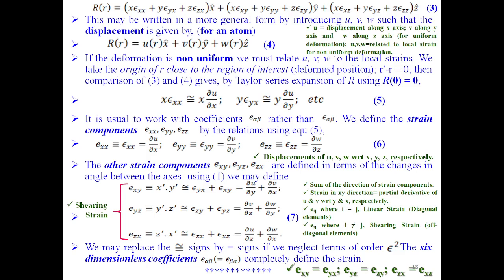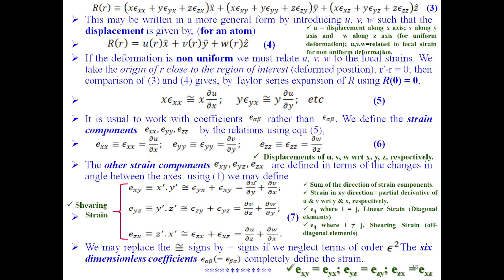So it is usual to work with coefficients E alpha beta rather than epsilon alpha beta. So instead of epsilon alpha beta, let's take E alpha beta. We define the strain components Exx, Eyy, Ezz, that means the diagonal strain components, by the relations using equation 5. So we get Exx, which is equal to epsilon xx, both are the same, which is equal to dou u by dou x, and Eyy, which is equal to dou v by dou y, Ezz, which is equal to dou w by dou z. And this represents the displacements of u, v, w with respect to x, y, z respectively.